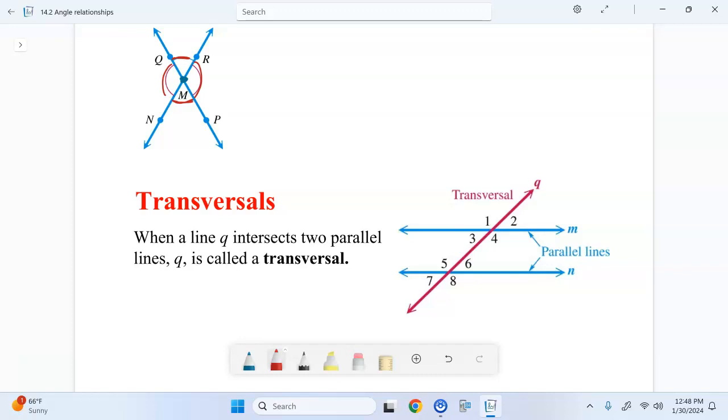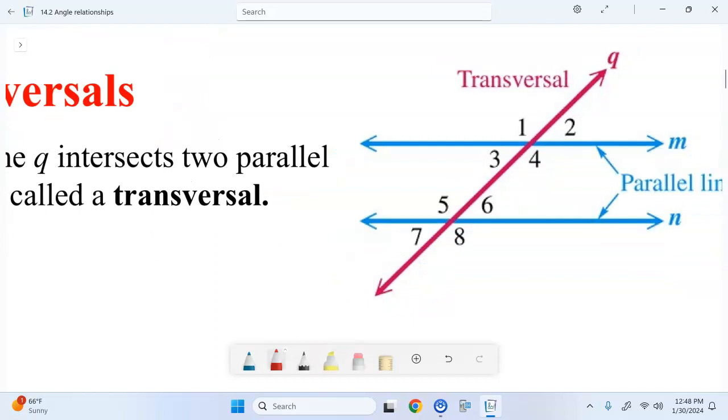That transversal is going to create 8 angles with that intersection. Now, within those 8 angles, we have several different relationships. We're going to go over those. First one is that we have vertical angles. So angles 1 and 4 are vertical, meaning that they are congruent. Angles 2 and 3 are vertical, meaning they're congruent. Angles 5 and 8, as well as 6 and 7, are vertical.